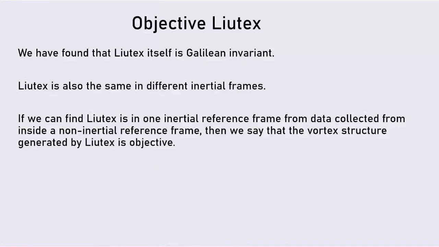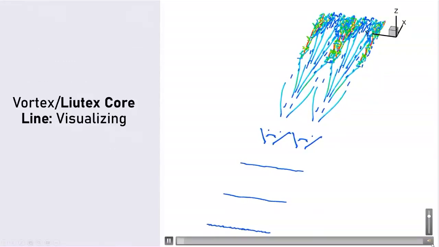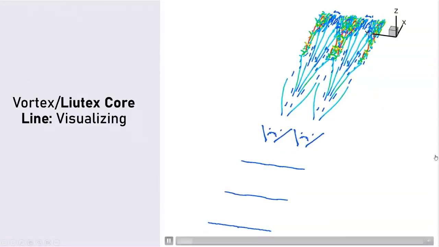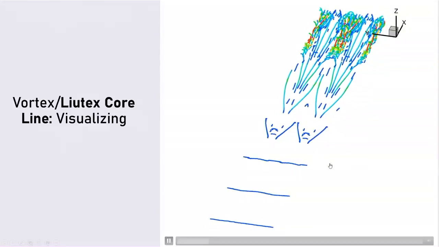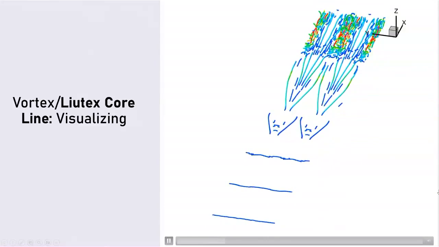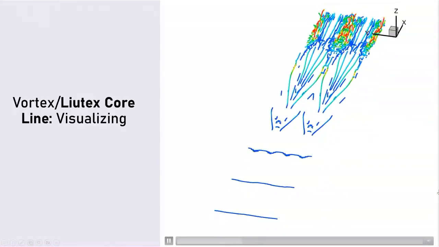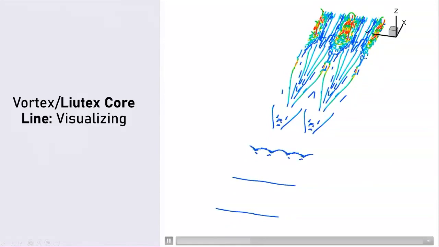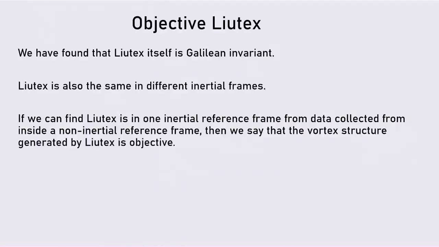Oh, this is a video. You can see the core lines forming, especially in this area. You can see how these are formed. These become this. And we can see the structure change, the unique structure change. Okay, I don't have time. That was the Liutex core line.